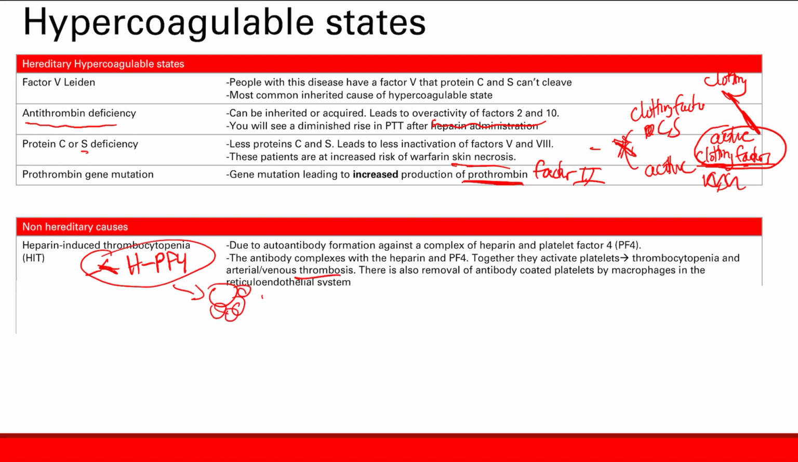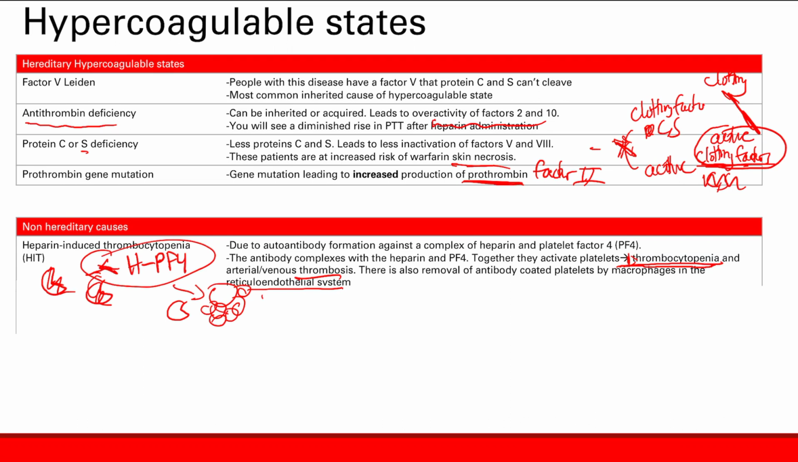You're going to get thrombosis. The overactivation leads to thrombocytopenia due to consumption. You consume all these platelets. And the other thing you're going to get is macrophages in the reticuloendothelial system, so that's the liver, spleen, and bone marrow. These macrophages are going to eat up this abnormal antibody-heparin-platelet complex. They eat up all these platelet-coated complexes, so you get decreased platelets there as well. So that's heparin-induced thrombocytopenia.